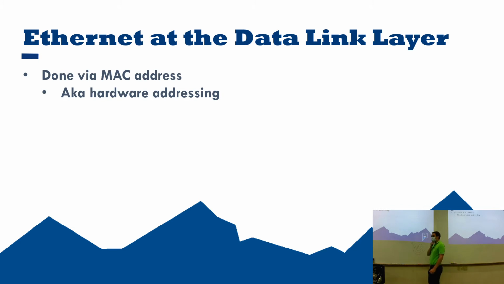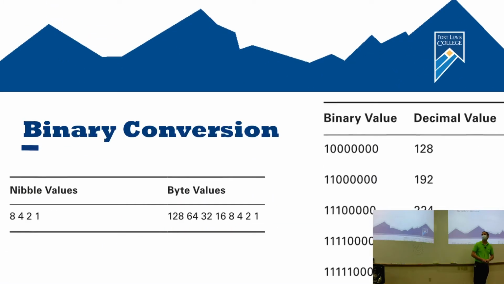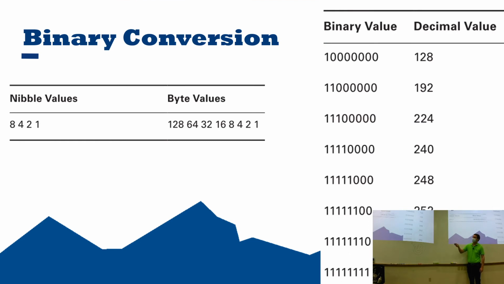We're going to talk a little bit about Ethernet and the data link layer. Like I said, it's done via MAC address, and of course this is going to be hardware addressing. It's specific to the piece of hardware that we're on. So let's talk about binary conversion, and we'll come back to MAC addresses in a little bit more detail.